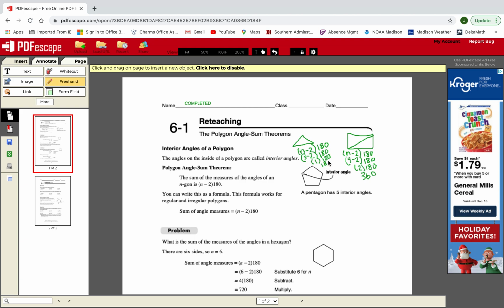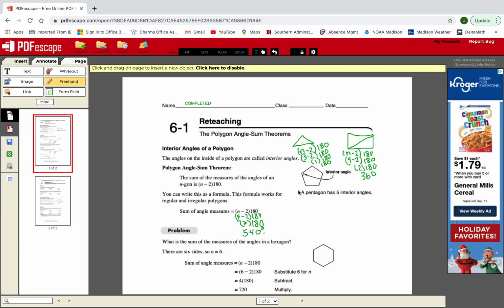Okay, so we are now looking at a pentagon. A pentagon is 5 sides. So for a 5-sided figure, we're going to substitute 5 in. So 5 minus 2 is 3. And 3 times 180 is 540. So the sum of the interior angles of a pentagon is 540 degrees.